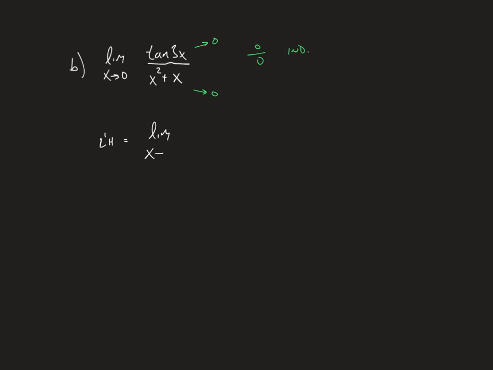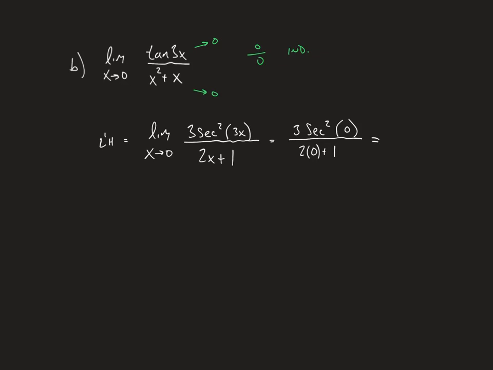So I have the limit as x approaches 0 of, I need the derivative of the numerator, and that's a chain rule. So the derivative of tangent is secant squared, but I also need to multiply that by the derivative of 3x over 2x plus 1. So now let's evaluate this thing by plugging in the 0. So that's going to be 3 times secant squared of 0, 3 times 0 is 0, over 0 plus 1, right? 2 times 0 plus 1.